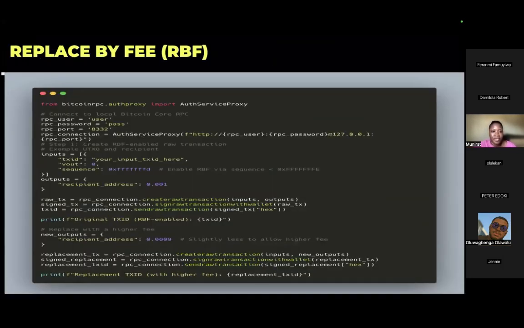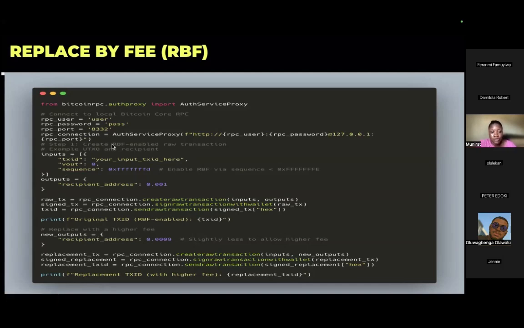Also, we have replace-by-fee. Replace-by-fee is an upgrade that was introduced in 2017. It just helps to ensure that when you create your Bitcoin transaction and you send it to the mempool, maybe a few minutes before you sent it there was no mempool congestion, or maybe after you sent it there was. With RBF, you just have to enable RBF. That transaction should be RBF enabled.